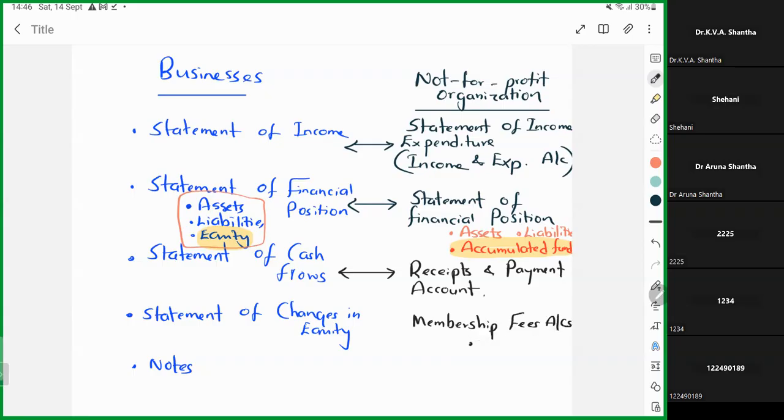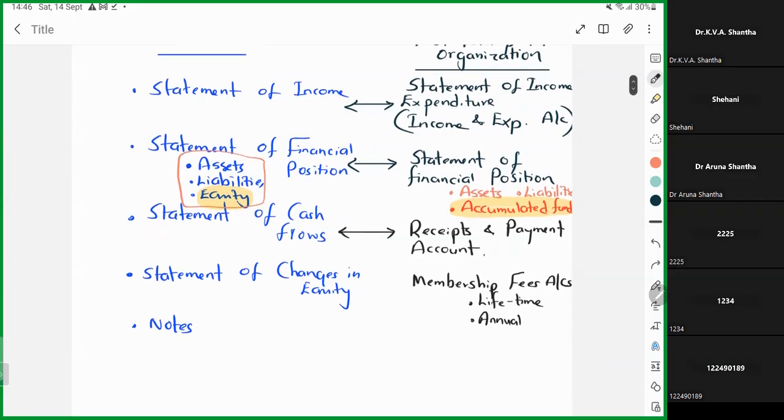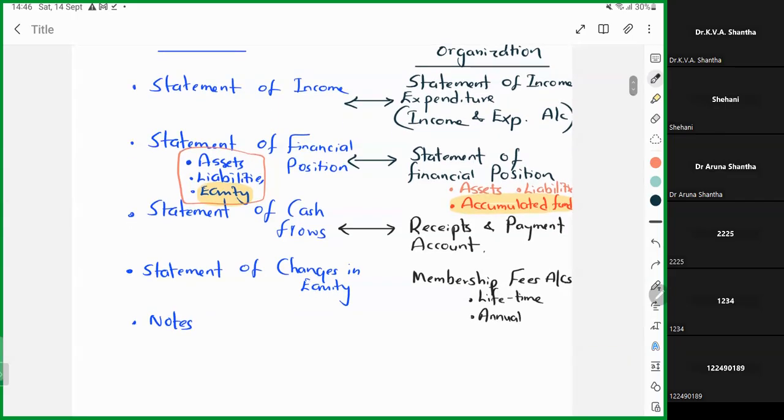If you are having lifetime members, you have to show it separately. Lifetime membership fees you have to show separately from annual membership fees. So you prepare a membership fees account. In addition, you have to present notes to give more details of the items recorded in these statements.